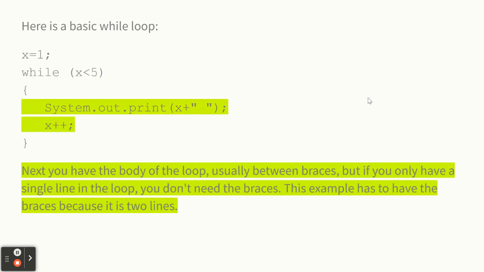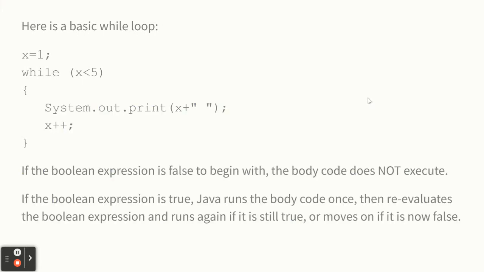Second thing is you have the body of the loop. It's between the braces. You can do a while loop with only one line and not using braces, just like the if statement. If you only want one thing to happen in it, then you don't need braces. Listen, just plan on using braces. We have to have braces here because there's two lines, right?